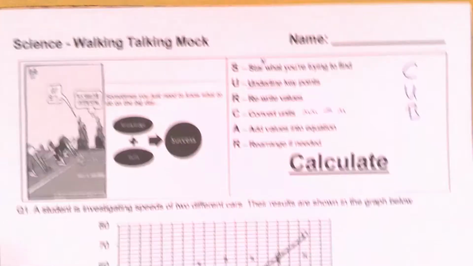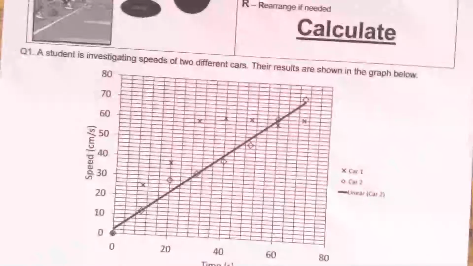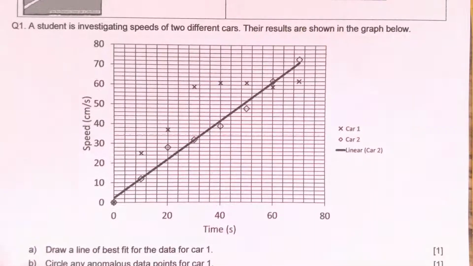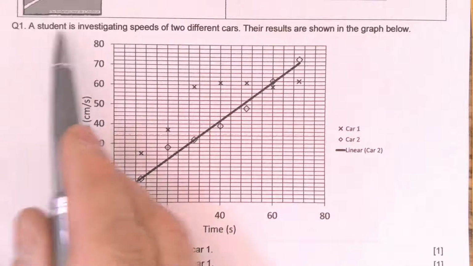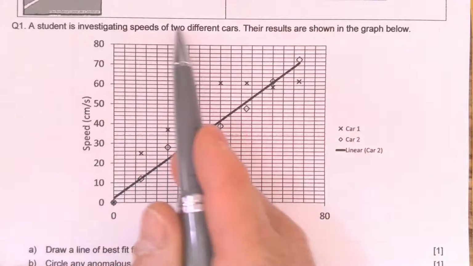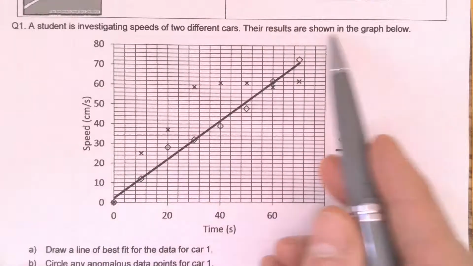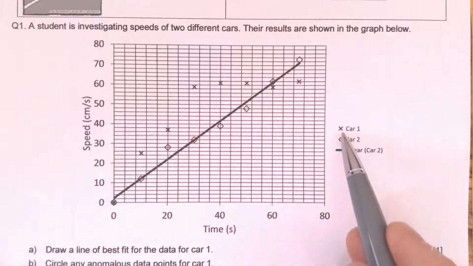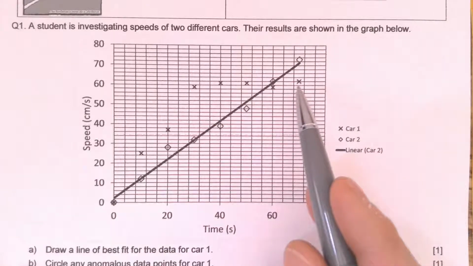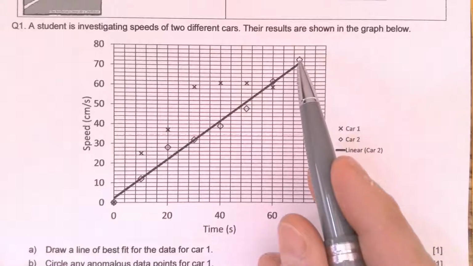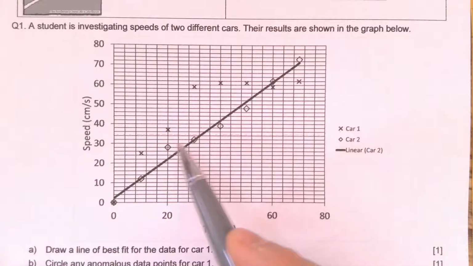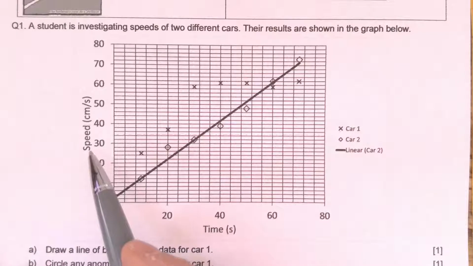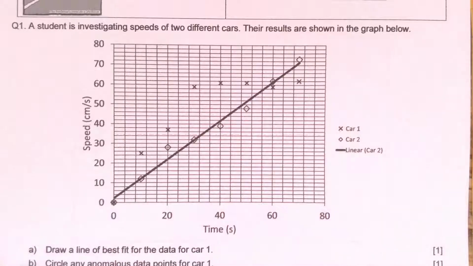Okay, so let's look at question 1 first of all, and this is a bit of a recap on some of the skills we've already looked at. So, a student is investigating speeds of 2 different cars. Their results are shown in the graph below. Okay, so we've got 2 cars. We've got car 1 and the X's here, and car 2 are these diamond shapes here. And it's time against speed, centimetres per second.